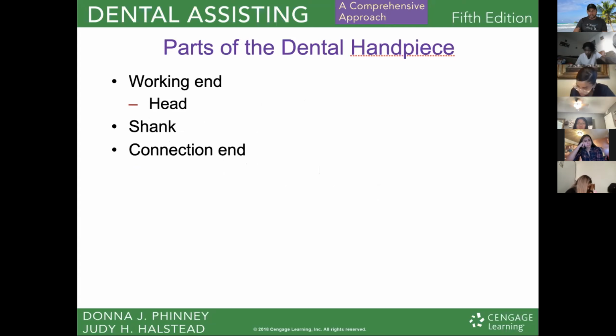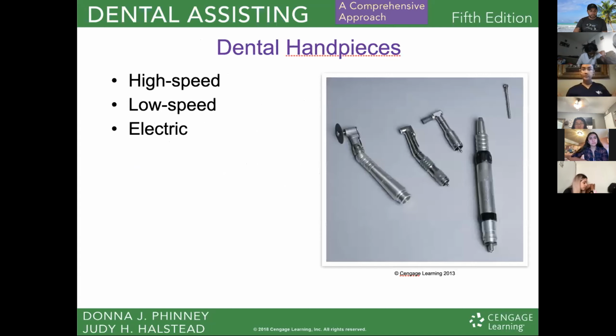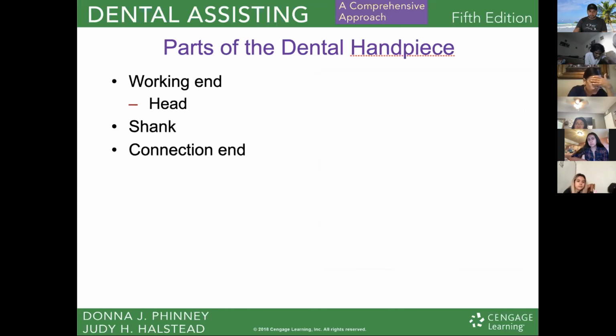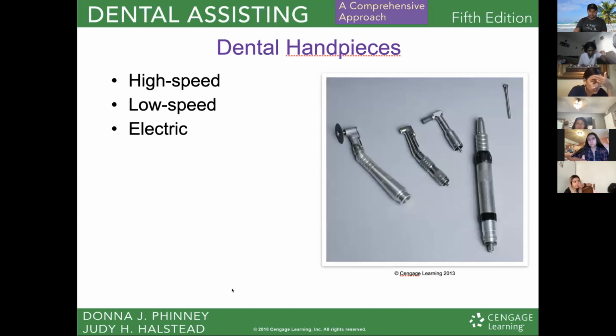So the different parts of the handpiece are, one is the working end. This is the head of the handpiece. This is where the burr is inserted. We have the shank of the handpiece, and we have the connection end. And I wonder if I have, yes, I have a picture here. So the head of the handpiece is here. This is where the burr is inserted through. We have the shank of the handpiece. And then I think the other one was a handle of the connection end. Oh yeah, the connection end. This is the handle of it.